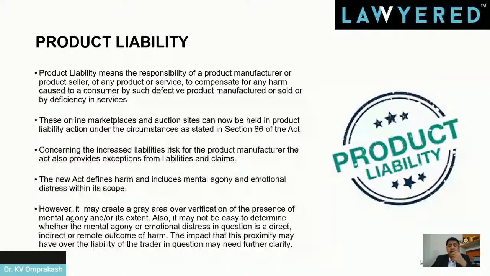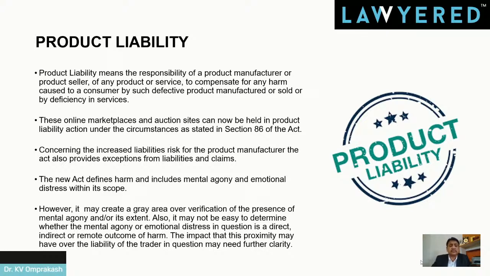Yeah, this is the major thing. Now the manufacturers are liable for their product. So the onus is on the product seller as well, the manufacturer or the product seller. They are liable for the defective product. Earlier only the warranty clauses were considered. Now they are made directly liable. So online marketplaces and auction sites can now be held in product liability. There are a lot of marketplaces and online auctions happening, so all those things are coming under product liability.